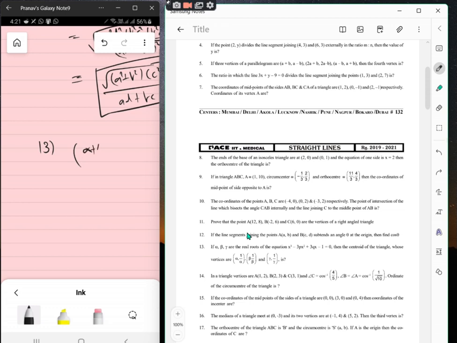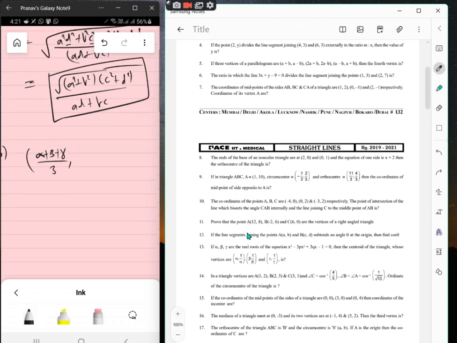It's just alpha plus beta plus gamma upon 3, and then 1 upon alpha plus 1 upon beta plus 1 upon gamma. That can be written as summation of alpha beta upon alpha beta gamma. But of course 3, because we need that centroid formula.